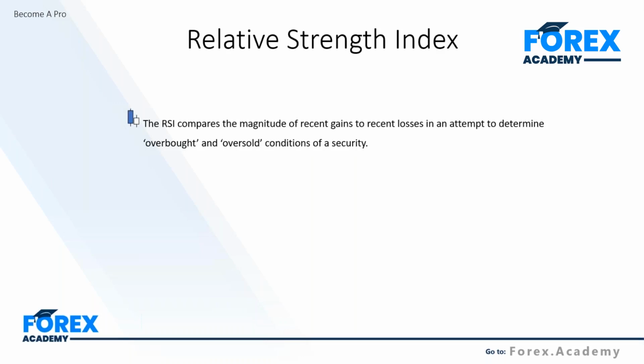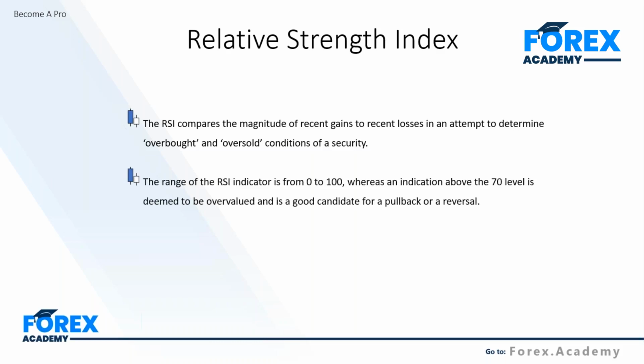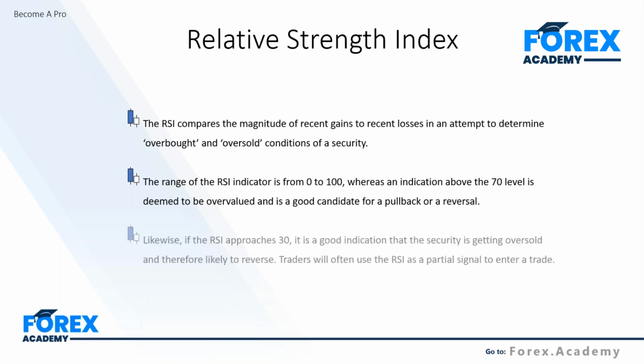So the RSI, or Relative Strength Index, compares the magnitude of recent gains to recent losses in an attempt to determine overbought or oversold conditions of a security. The range of the RSI indicator is from 0 to 100, whereas an indication above the 70 level is deemed to be overvalued and is a good candidate for a pullback or reversal. Likewise, if the RSI approaches 30, it is a good indication that the security is getting oversold and therefore likely to reverse. The market has sold the security too much.